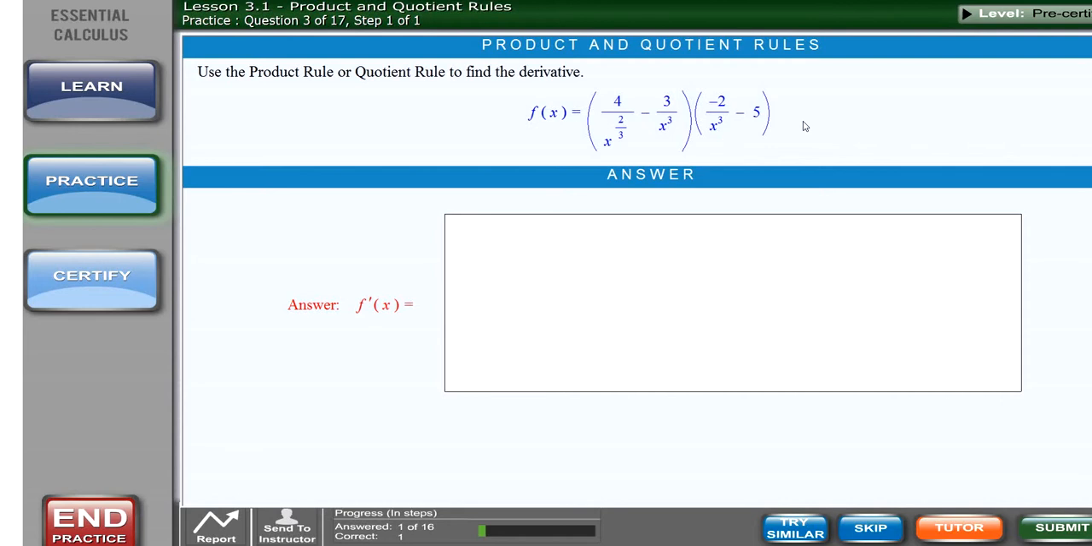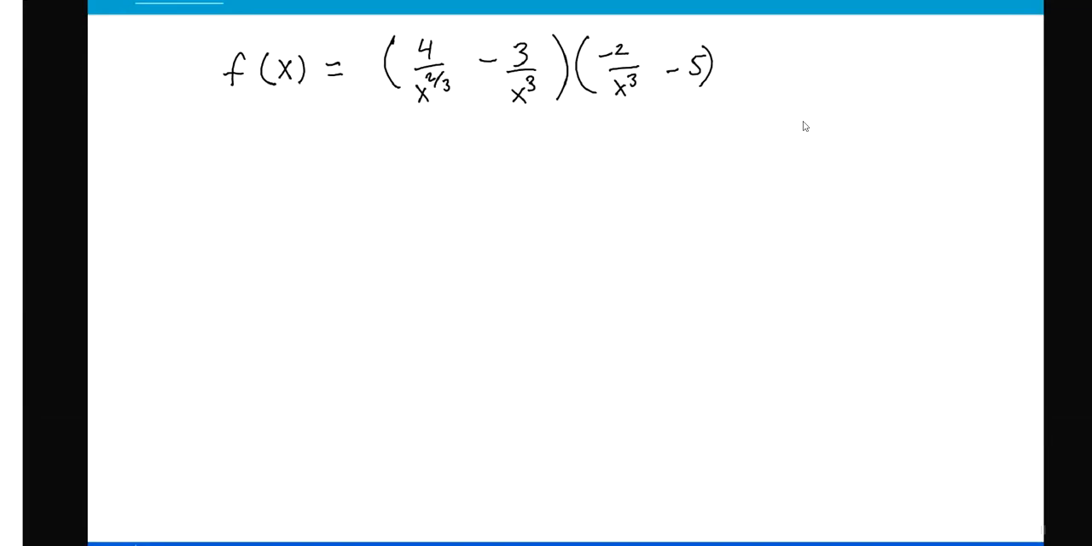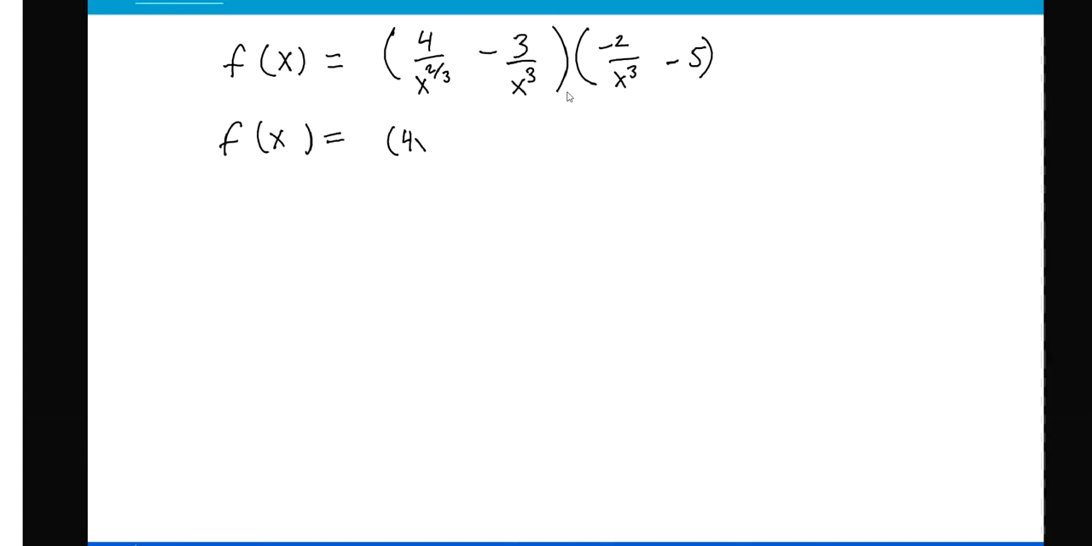So hold on, I'm almost finished rewriting this. Let's flip our screen. Okay, so there's our problem. Alright, so you can move variables up or down all you want as long as you change the sign on the exponent. So again, I'm not doing a derivative yet, I'm just rewriting this. For 4 over x to the 2/3, push x to the 2/3 up. It becomes 4x to the negative 2/3. For negative 3 over x cubed, push x cubed up. It becomes negative 3x to the negative 3.